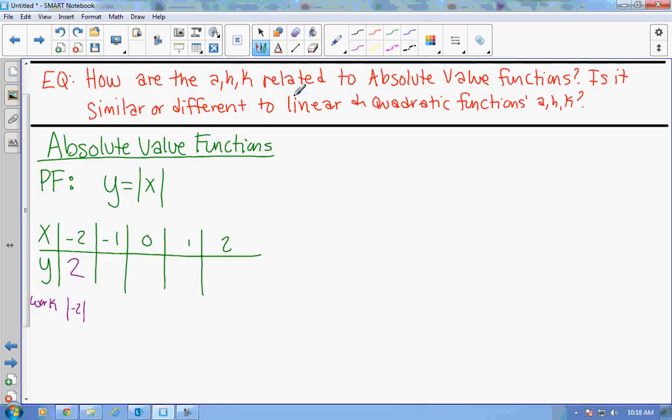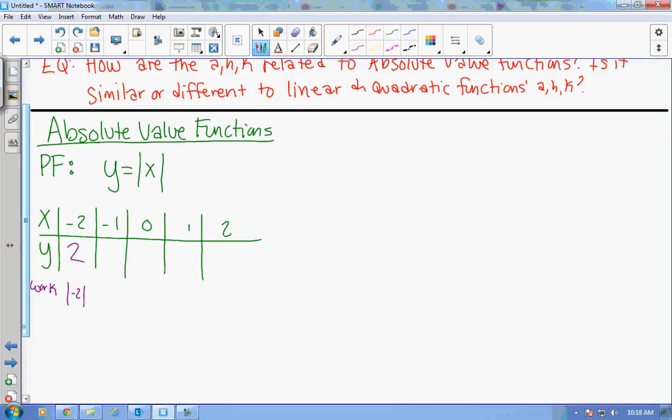Okay, Brian Macias, what's the absolute value of -1? Okay. How far is 0 from 0? 0. What about the absolute value of 1? 1. Absolute value of 2? 2. You see a pattern that happened. We have a repetition because right here we have a vertex. So just like a quadratic, there is a vertex.